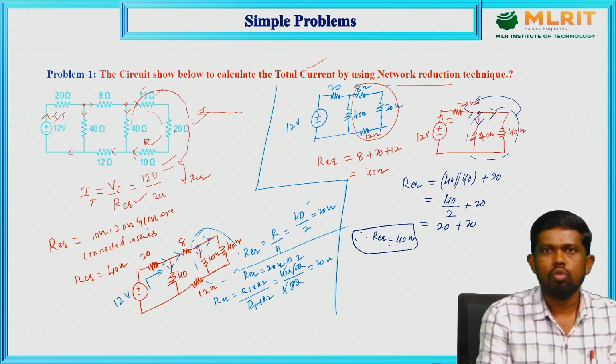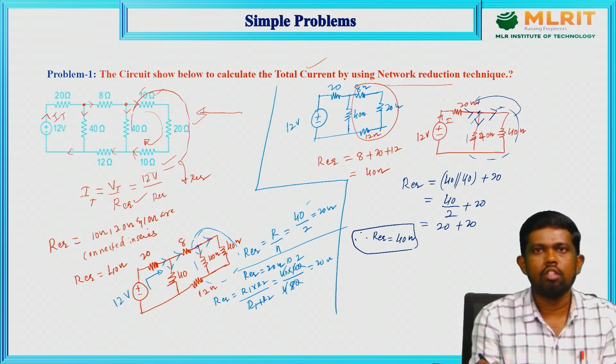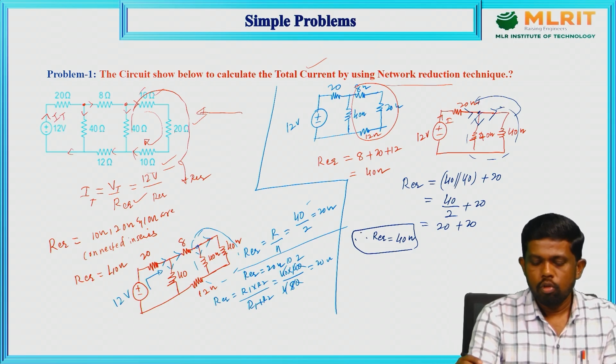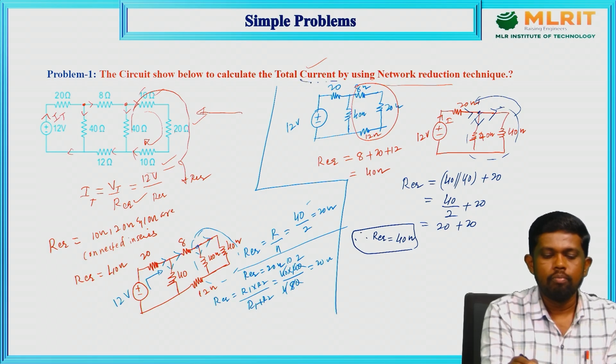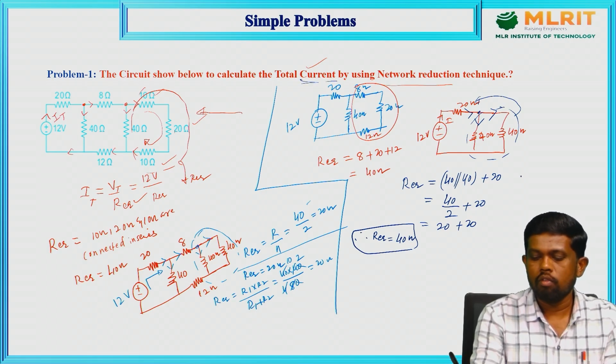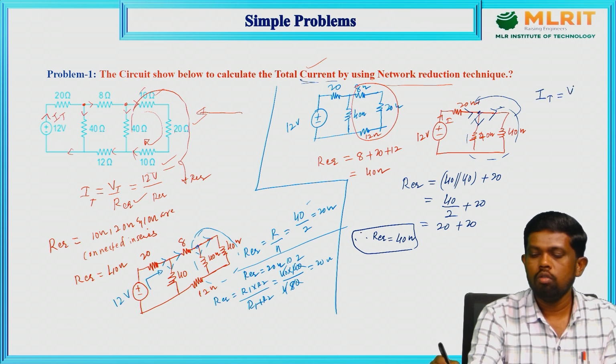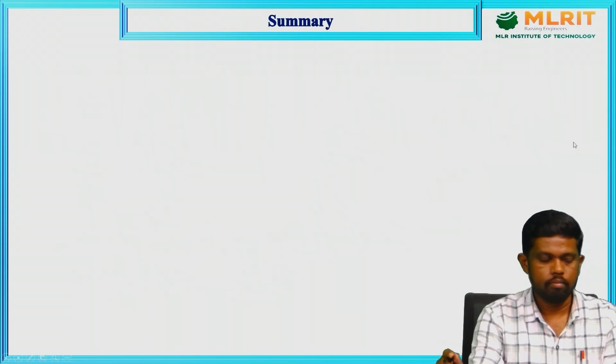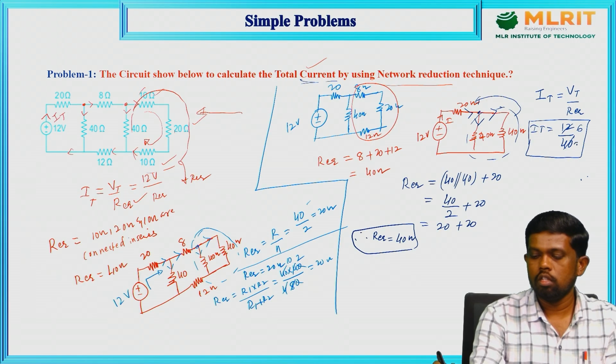So this is the way to get the equivalent resistance value of different circuits. Is it enough? No, we need to find the total current value. The question asks for the current of the circuit, that is the current circulating from the voltage source. So I total equals V total by R equivalent. Therefore I total equals 12 upon 40. This is the overall current after simplification, this is a 6 and 20.